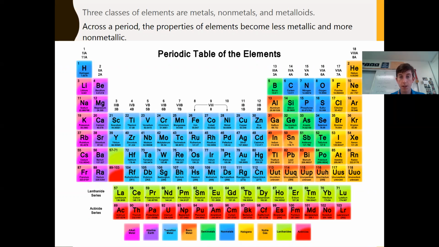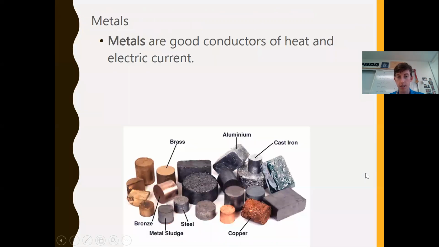Across a period, elements become less and less metallic and more non-metallic. So you start off on the left here, like with sodium, potassium, lithium, all those are very metallic. And as you progress toward what we call the noble gases over here, which we'll talk about in a second, you become less and less metallic.